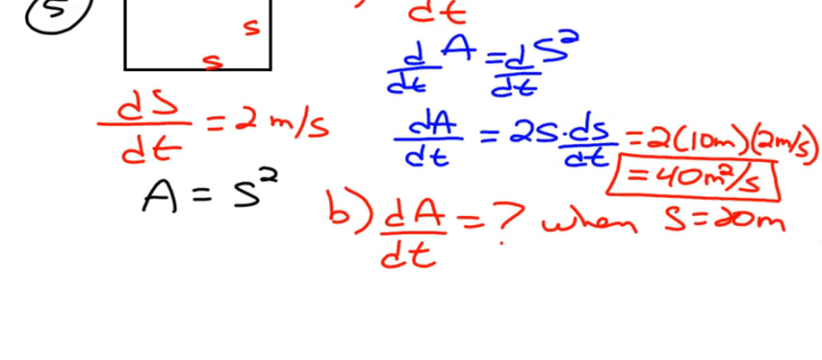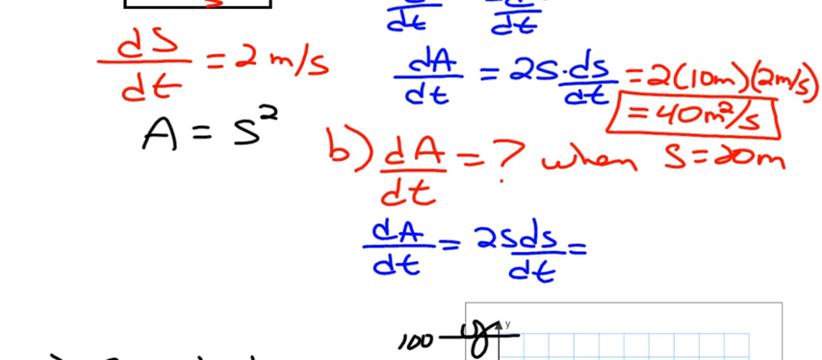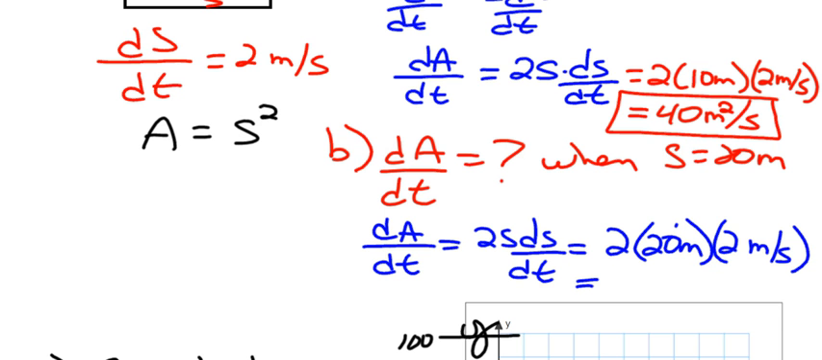So part B says, well, the same thing. Let's find the rate of change of the area, but when the side length is 20 meters. So I've already had the calculation from above for the rate of change of the area, and then I'm going to just substitute in my new information. The side length is 20 meters times the rate of change of 2 meters per second. And then I should get from here 80 meters squared per second is the rate of change for the area.